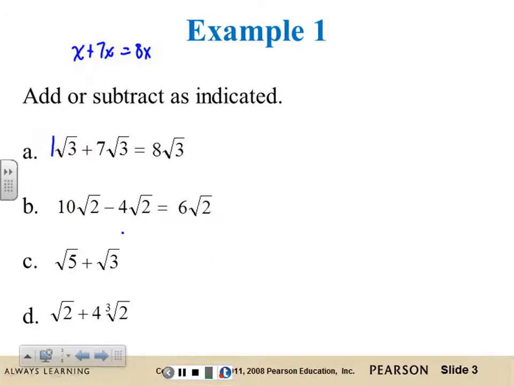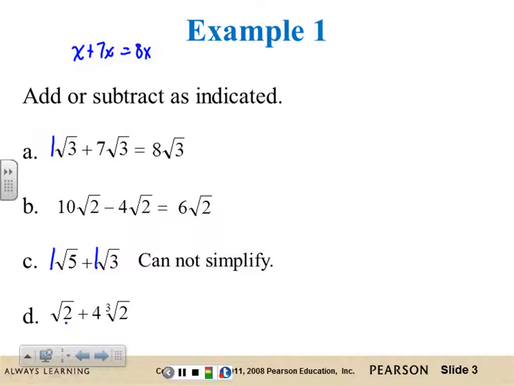square roots of 2. And again, these are not like radicals. I have 1 square root of 5 plus 1 square root of 3. And since they're not like radicals, you cannot add those together. So you can't simplify that, because the radicands are different. The indices are the same. You're doing square roots here, but your radicands are not the same. So remember, you have to have the same index and the same radicand.